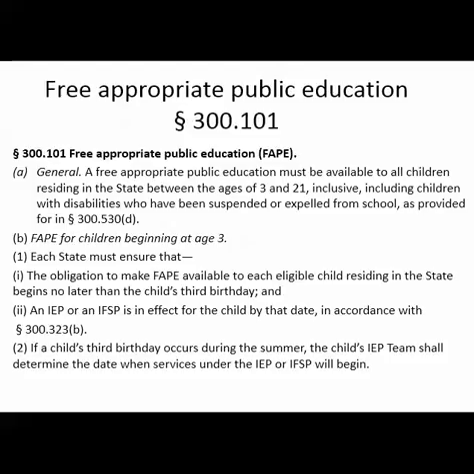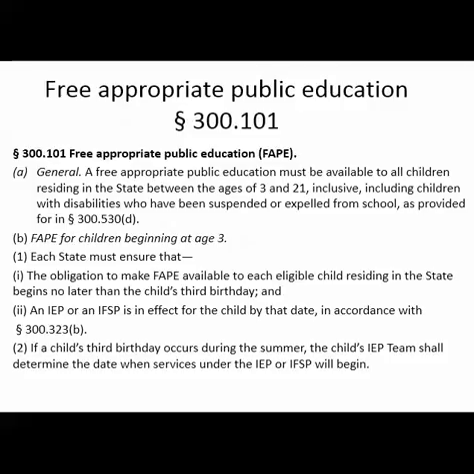So the federal regulations provide more detail in what must occur to provide a free, appropriate public education. Regulation 300-101 starts to get into more detail. A free, appropriate public education must be available to all children residing in the state between the ages of 3 and 21. Remember, this is the federal regulation, so whatever state's reading it, that's who it goes to. So all the states are involved in this. Between the ages of 3 and 21 inclusive, including children with disabilities who have been suspended or expelled from school as provided for in 300-530, which we'll be discussing in a later week when we talk about discipline.